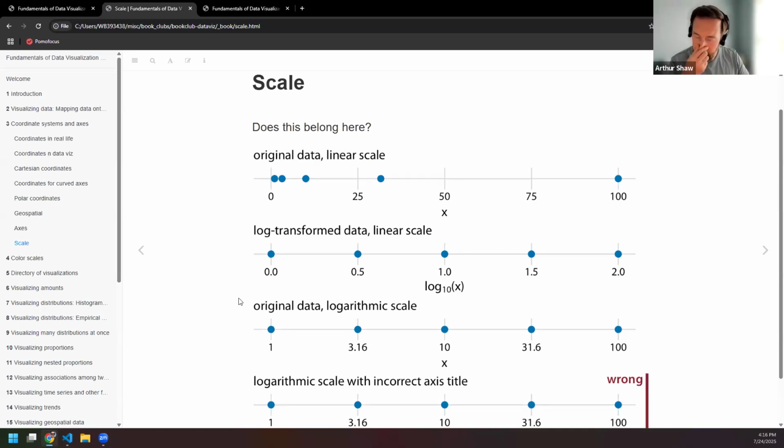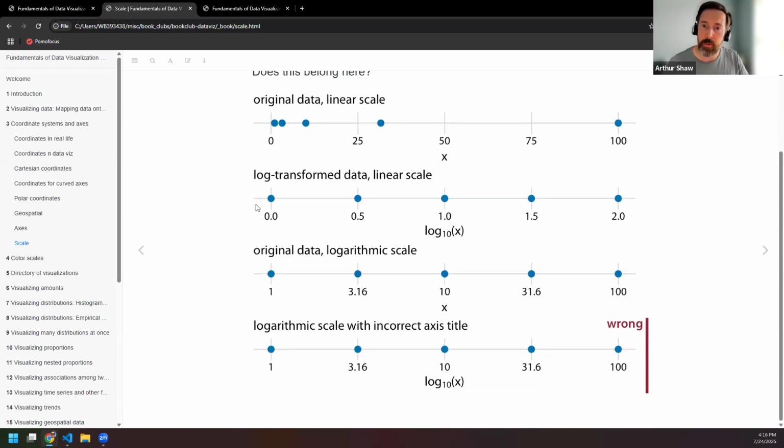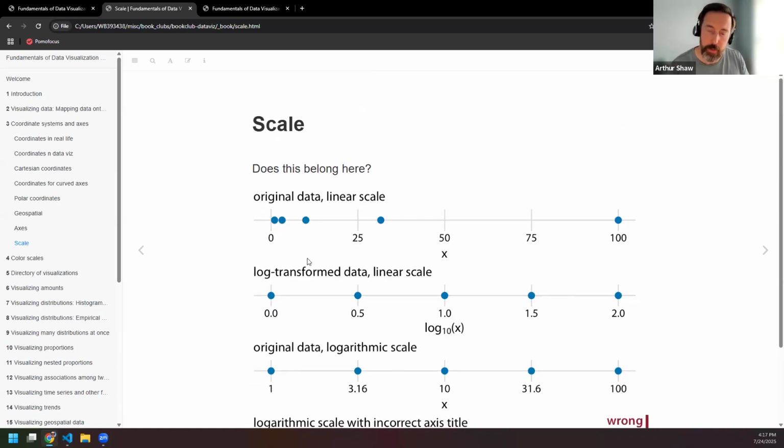His point is that you could take data and transform those data into different scales if you wanted, and then show those scales on different kinds of data axes. So you could have some data on an ordinary scale, or you could take the log of every one of these values and continue to display those data on a linear scale. Or alternatively, you could take the original data that haven't been transformed and display it on a logarithmic scale, right?